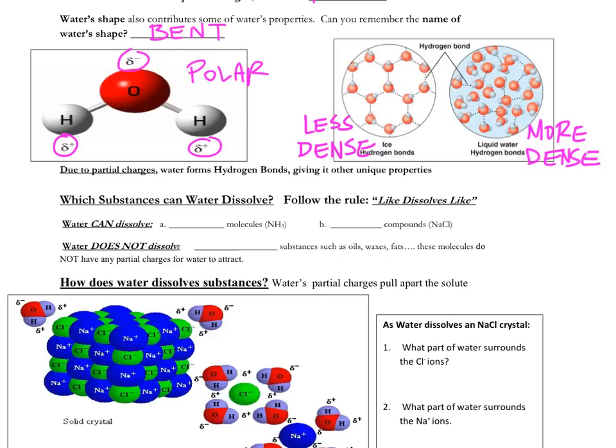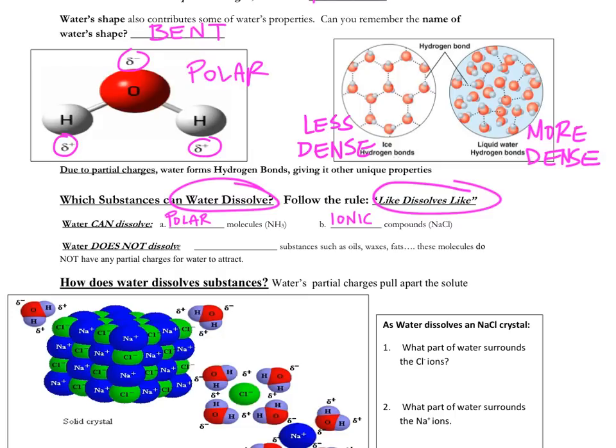So due to these partial charges, it gives water other unique properties. So which substances can dissolve in water, or which substances can water dissolve? So here's a rule. In order to figure out which substances can dissolve in water, just remember, like dissolves like. So that means, based off of water's properties, water can dissolve polar molecules, because water itself is polar, and it can dissolve ionic compounds because water is also charged. It's got a charge.